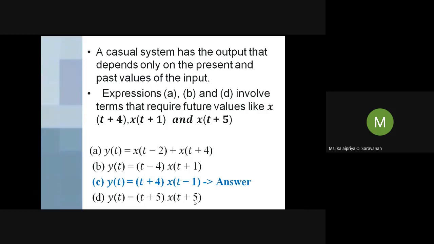So this is given as t plus 5. T plus 5 pertains to future value. So then this is also a non-causal system.